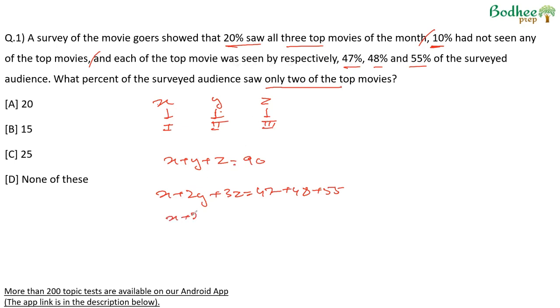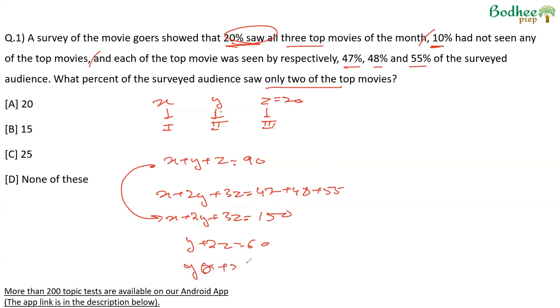So X plus 2Y plus 3Z will come out to 47 and 48 is 95, 95 and 55 is 150. If we take this equation and subtract it from here, X cancels, and 2Y minus Y gives Y plus 2Z is equal to 60. We know that 20 people saw all the 3 movies, so Z is 20, given in the question. So Y plus 2 into 20 is equal to 60. Y will come out to 60 minus 40, which is 20.